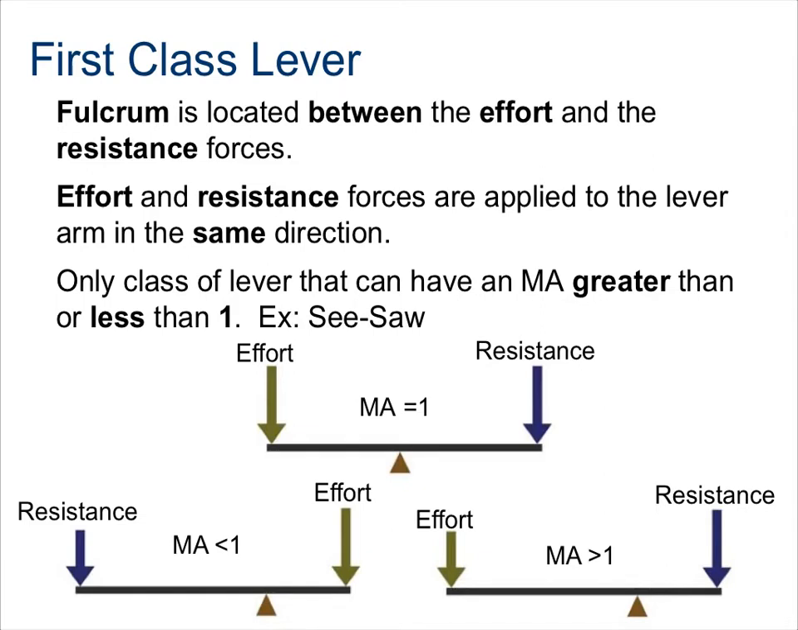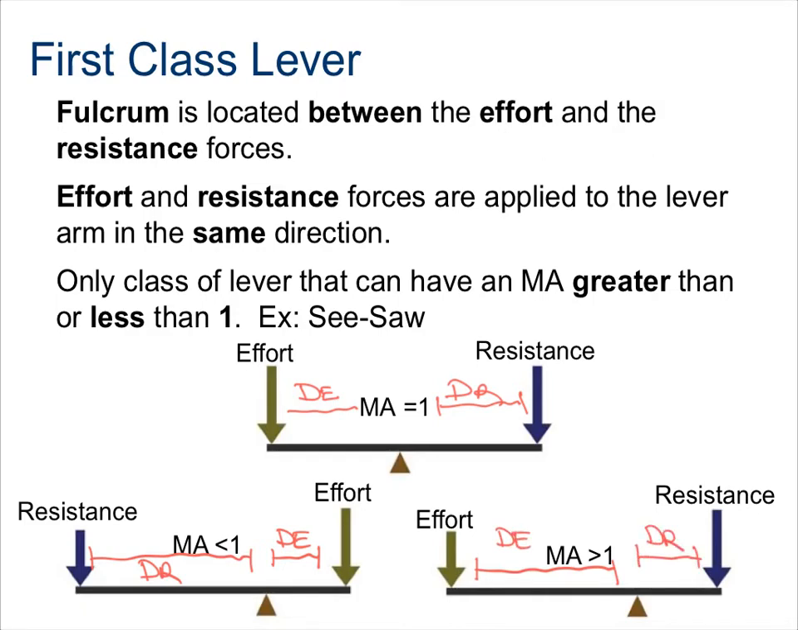So to summarize, the distance of my effort, dE, is equivalent to the distance of my resistance, dR, when I have a mechanical advantage of 1. When I have a mechanical advantage of less than 1, the distance of my effort is much smaller than the distance of my resistance, dR. And then finally, when my mechanical advantage is greater than 1, the distance of my effort is much greater than the distance of my resistance.